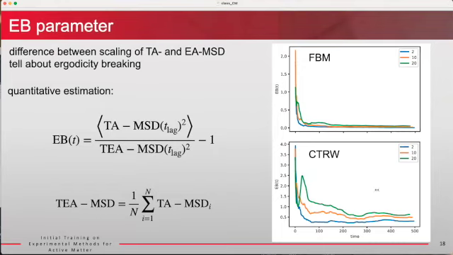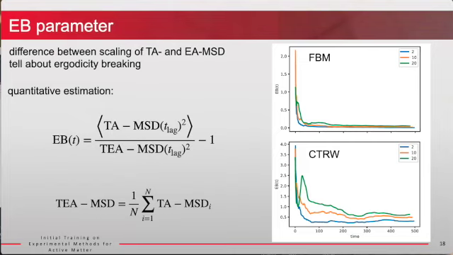But for the continuous time random walk case, it can be calculated analytically, and it has been demonstrated that the ergodicity breaking parameter converges to a finite value that depends on alpha. So by means of this parameter, we can have an alternative estimation about the ergodicity property of our experiment or of our system.